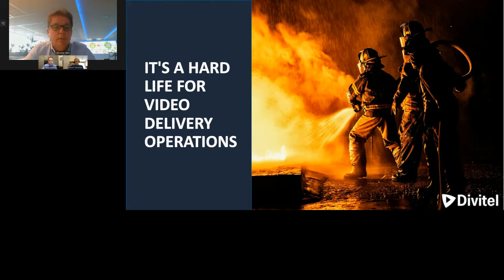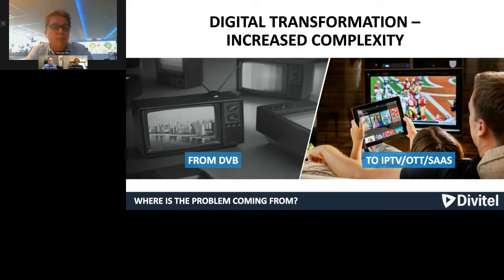But it does make sense, because we had a transformation, as Gabor also pointed out, from analog and DVB into the normal evolution towards IPTV, OTT platforms, and SaaS platforms. You are entering a much more dynamic and complex world. With complexity, we basically mean that you have different components, and these components need to interact with each other in order to function as one single system. The more components you have, the higher the complexity gets. And another rule of thumb: the higher the complexity, the higher the cost.